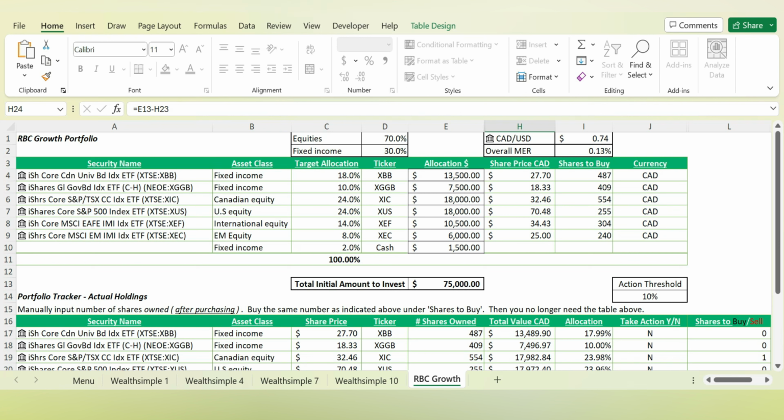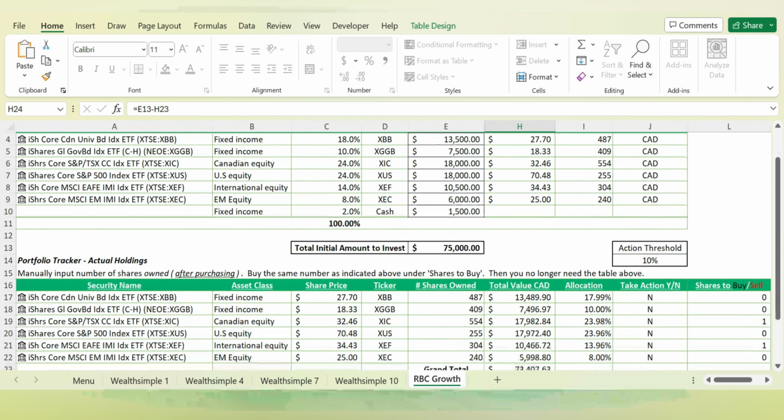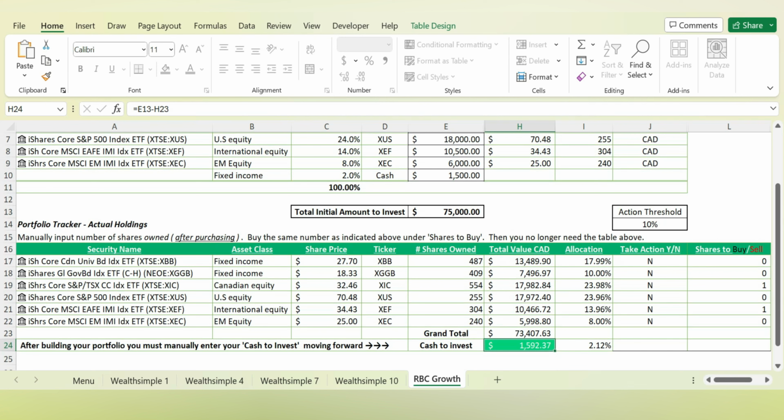All of the share prices are live in Excel, Microsoft 365. So all you have to do is load up the total initial amount you have to invest. As you can see here, we put in $75,000. Then it'll show you the number of shares to buy. You go down and fill in those shares as you actually buy them through your brokerage. So this spreadsheet makes it very easy to build this portfolio and equally easy to manage it moving forward.